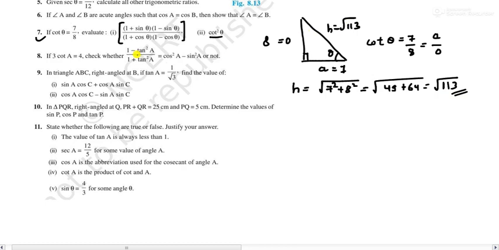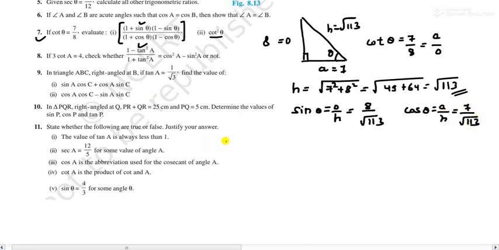Now we need here sine theta and cos theta. So what is sine theta? It is O by H. So O is 8 divided by H, which is root 113. That's all. And what is cos theta? A by H. So A is 7 and H is root 113.